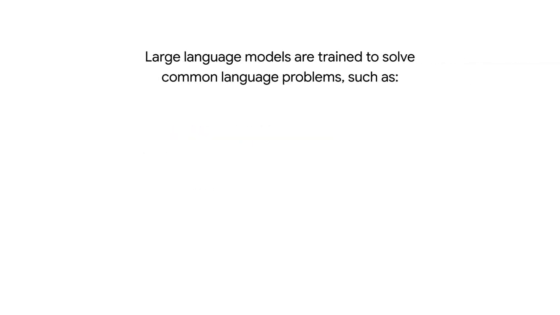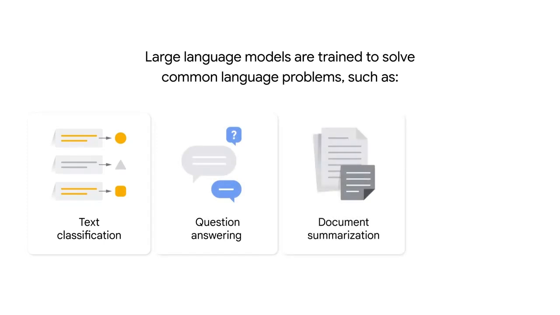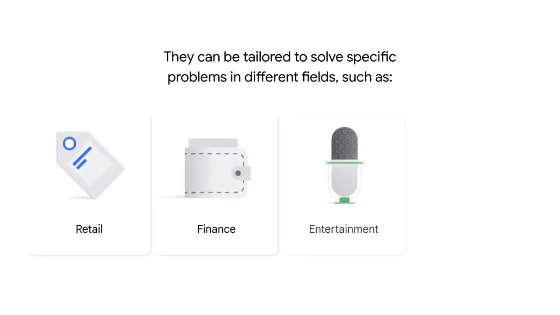For example, a large language model, which is a typical type of generative AI foundation model, is trained for general purposes to solve common language problems such as text classification, question answering, document summarization, and text generation across industries. The models can then be tailored to solve specific problems in different fields such as retail, finance, and entertainment by using relatively small datasets from these fields.